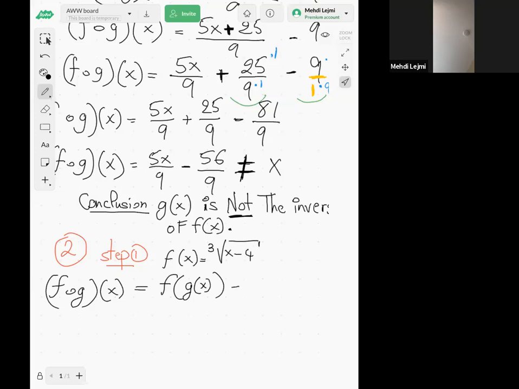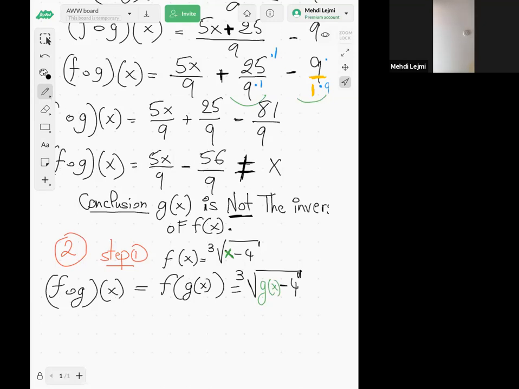Now you want to compute f of g of x. So you need to substitute this x here. We need to replace this x by g of x. So we're going to have the third root, and then my x is going to be my g of x, and then minus 4.